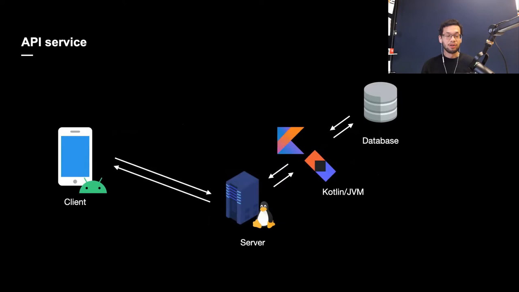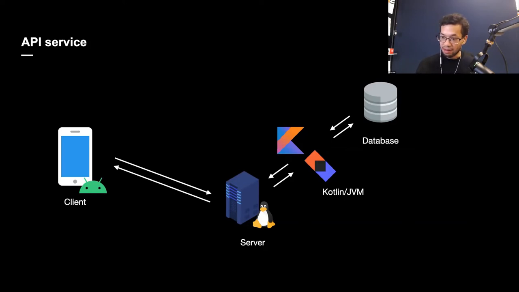So today I will use Ktor to build an API service. In this slide, the HTTP request is coming from our client, no matter whether it's from a web browser or a mobile phone. The HTTP request will go into our Ktor application. Then we will connect to our database and return the result in JSON format. In this case, we will use MySQL for our example.